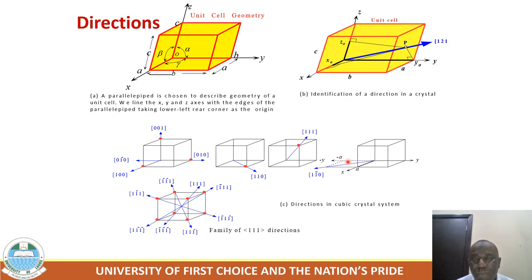Let's take this as an example in form of direction. If you look at this, this is 1, 2, 1. So this is the reference point. What it is saying is that for us to get to point P, what you need to do is move certain positions on the axes: this is X, this is Y, this is Z.